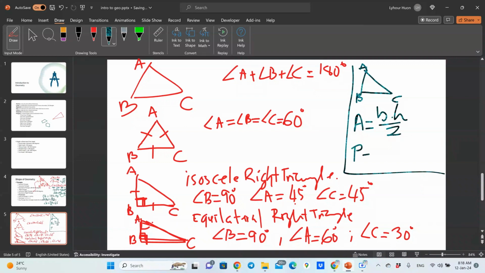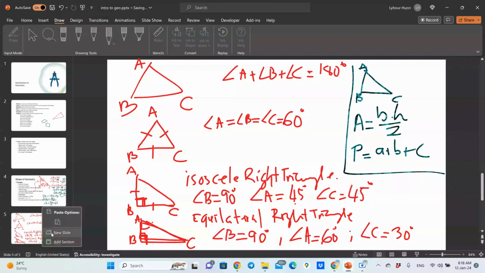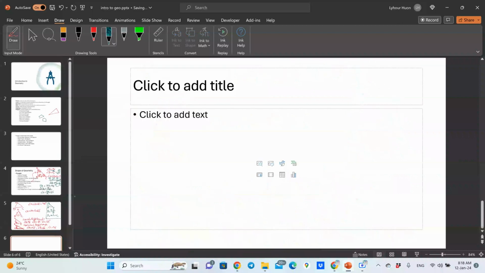Perimeter is what you just said earlier. So the perimeter of a triangle is A plus B plus C. This kind of property is very useful so that we can find the perimeter, area, and so on.